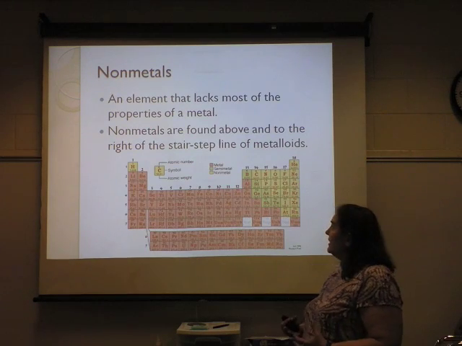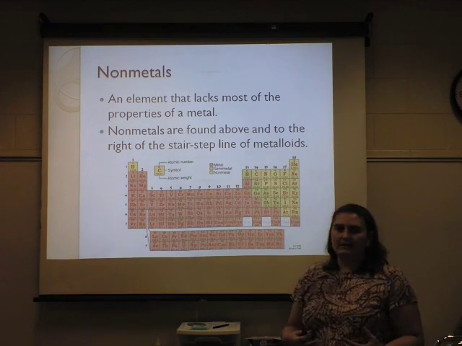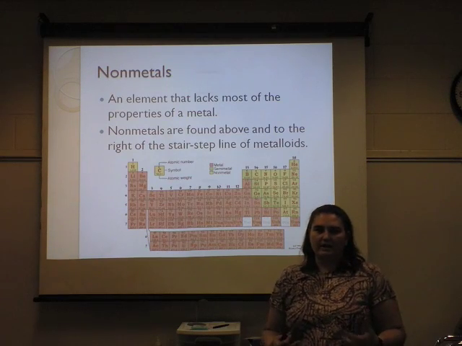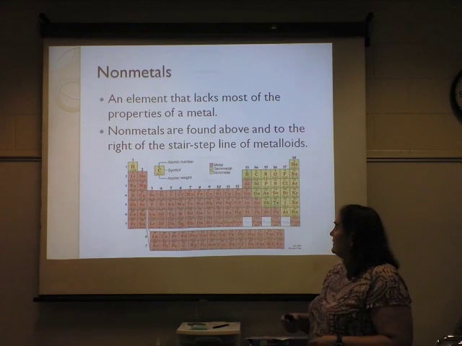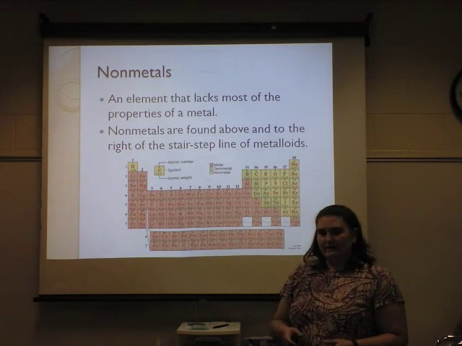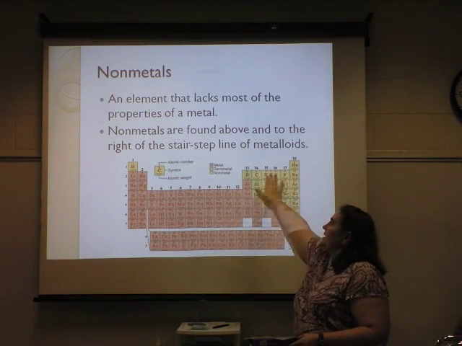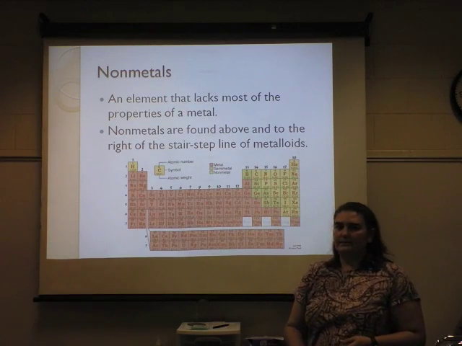Nonmetals. Nonmetals are elements that lack most of the properties of a metal. So all of those things I was talking about, malleability, ductility, the luster, these elements don't have those properties. They're found above and to the right of the stair-step line. So in our picture here, it's all these yellow colored elements.